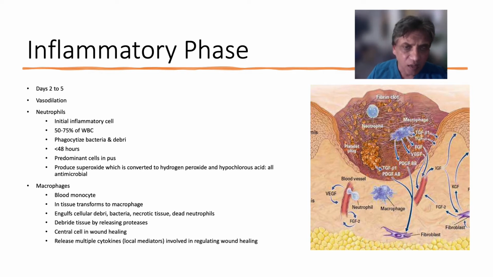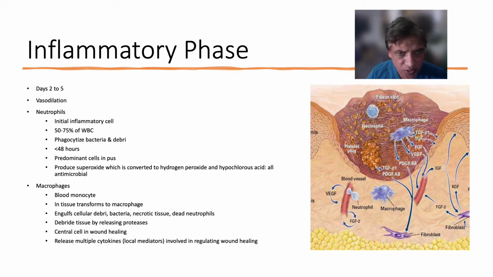But unlike the neutrophil, the macrophage also releases a multitude of local inflammatory mediators that helps to control wound healing. So inflammatory mediators from VEGF to transforming growth factors to a whole host of other inflammatory mediators. So the macrophage, in addition to engulfing bacteria and non-viable tissue, is the central cell involved in coordinating wound healing. And it starts off in the inflammatory phase.